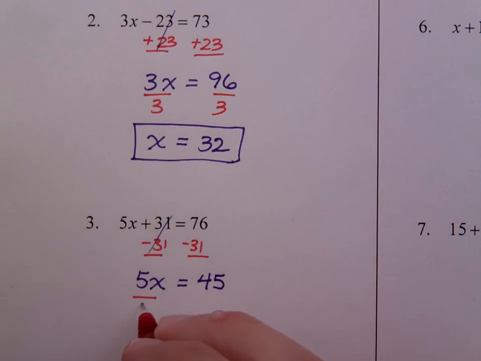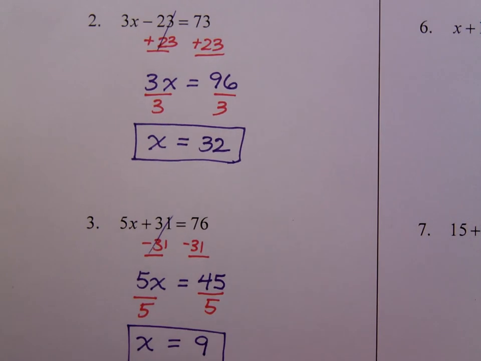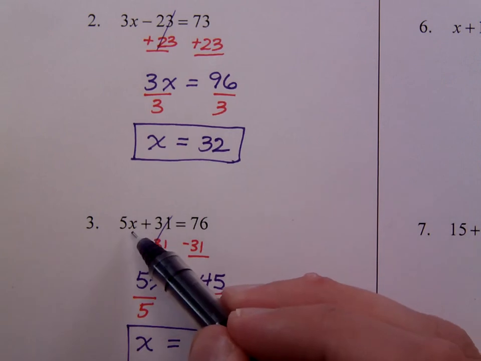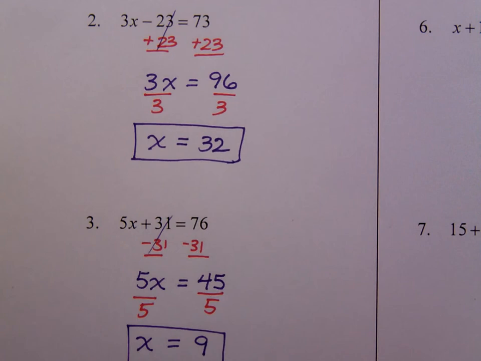Divide both sides by the coefficient of x. Remember, you do not divide by x itself, just the coefficient. And so we find that x is equal to 9. And again, it shouldn't be that bad for us to check this out. If I plug 9 in here, 5 times 9 is 45. 45 plus 31 is 76.